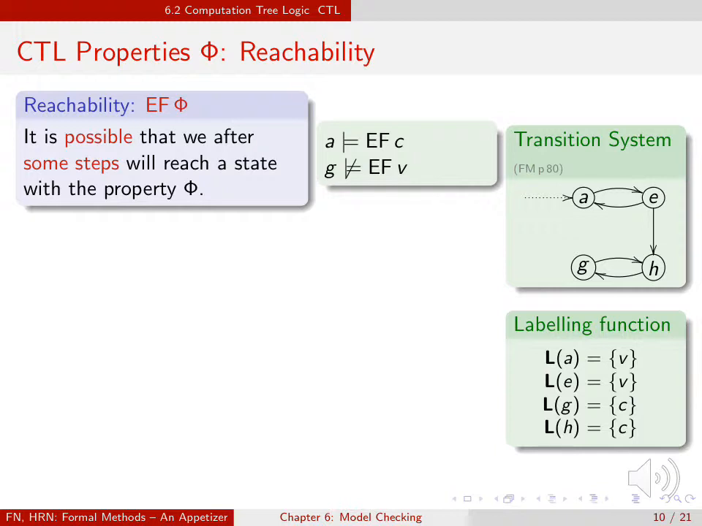On the other hand, from the state G, the property EF of V does not hold because there is no way we can go from G back to one of the states A or E where V is holding.